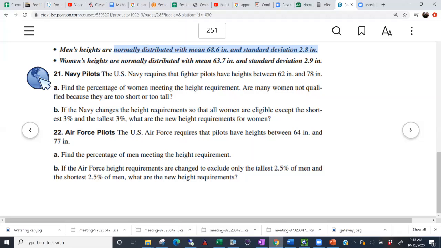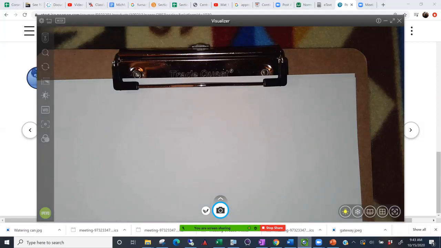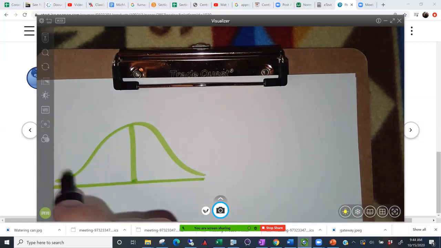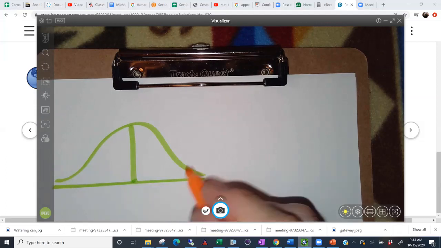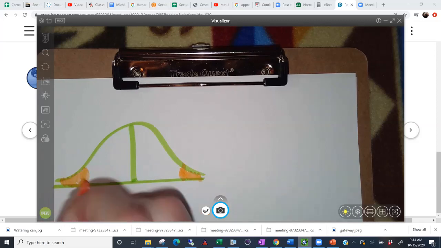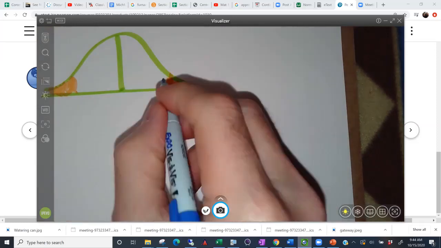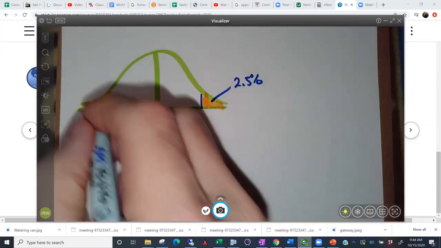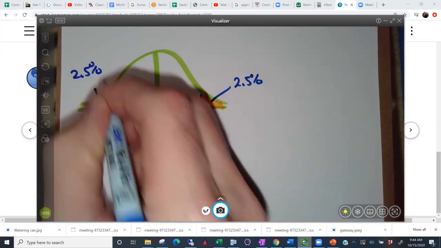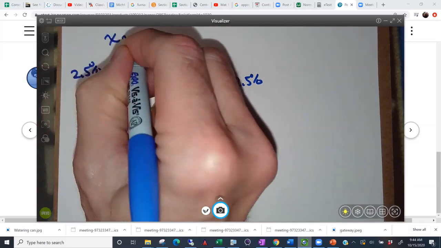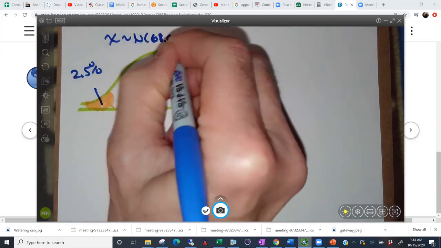So, okay, that's a little bit of a different problem. Let me sketch that out for us here. What we're going to try and do is find these points: the point that puts 2.5% of the area in the right tail, and the point that puts 2.5% of the area in the left tail. Now we're still working with the same distribution. So X is distributed normally with a mean of 68.6 and a standard deviation of 2.8.